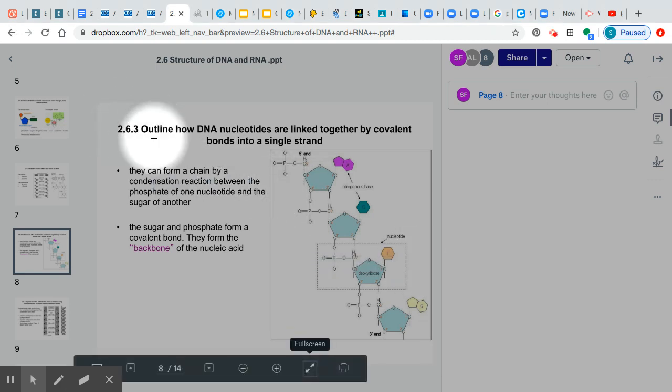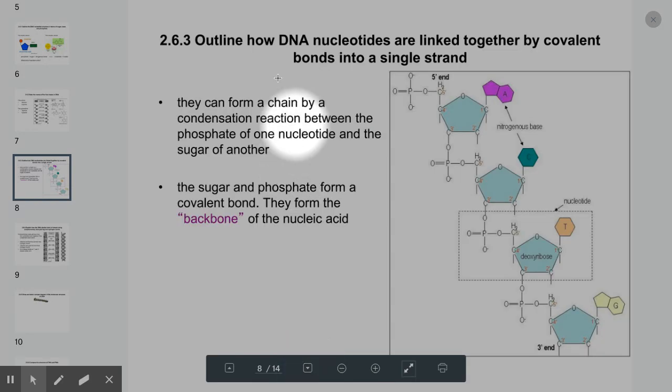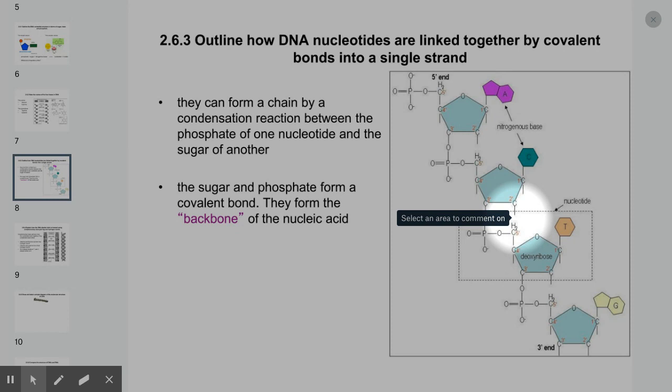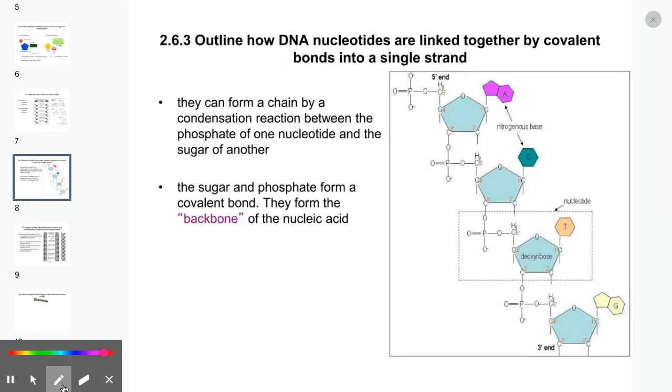Hello. Okay, in this next video, we're going to talk about how the nucleotides that we talked about in the previous section are linked one after another in a single strand. So that's going to be the goal of this lesson. Let's just break this objective apart a little bit.